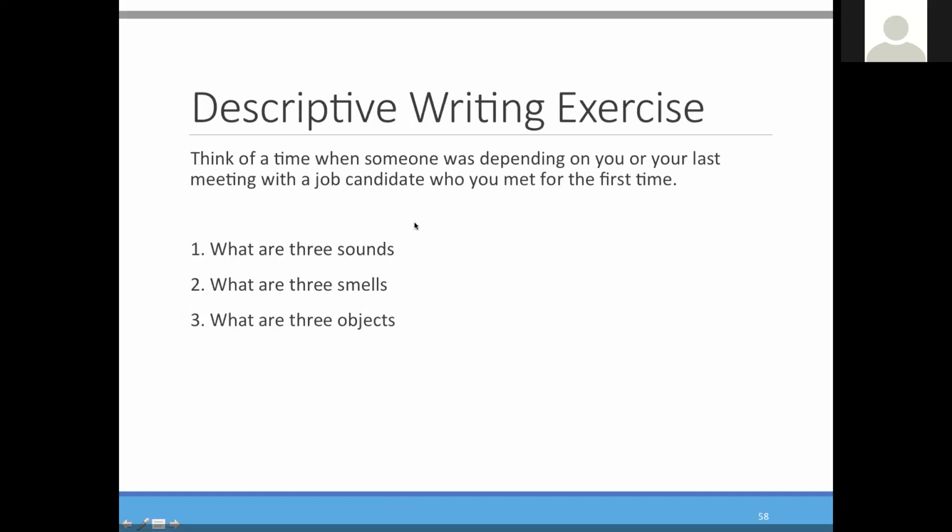So as you complete the positive personal profile, I want you to think of a descriptive writing process. You're describing the person and their interests. So if you were writing a news story, what are the facts? It's not your opinions, it's facts and observations. So think of the last time that you met with someone for the first time. What are 3 sounds that stuck out to you? What are 3 smells? What are 3 objects?